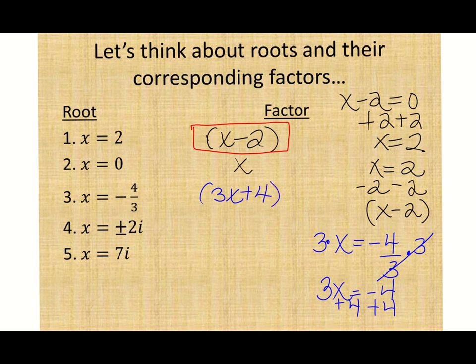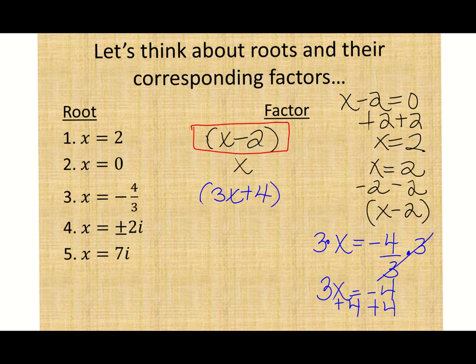And then I can always solve for my 0 to make sure that it is, in fact, the correct factor. So these are ones that we've done before. So x equals 2, it was the same thing if we had, say, x equals negative 1. Then we'd have x plus 1 as our factor.